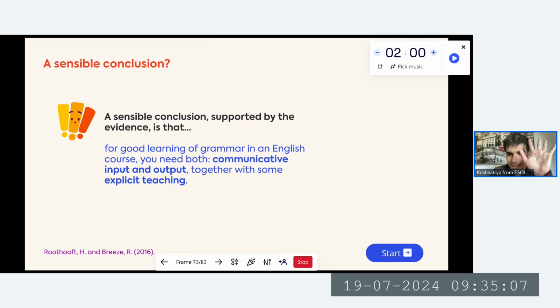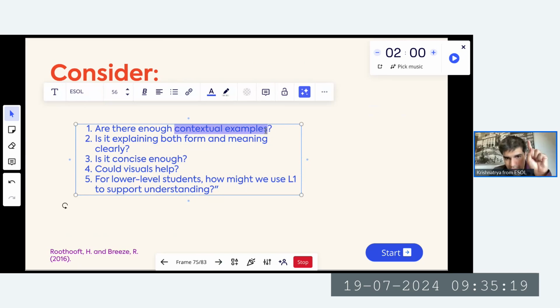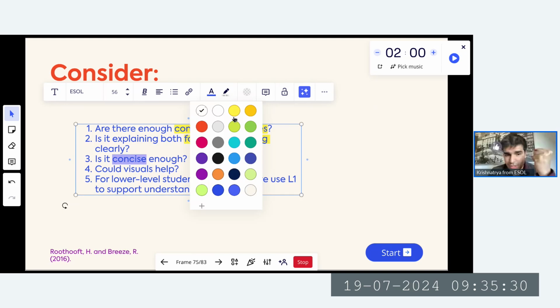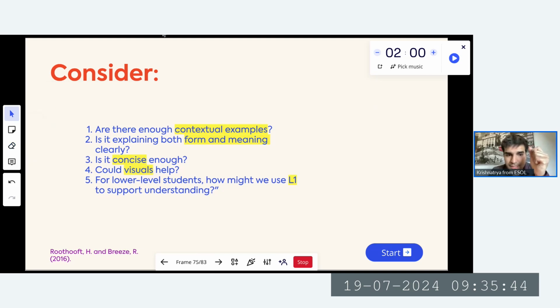You have to give me marks on the basis of 5 things. Number 1, am I using contextual examples? Am I giving context to the lesson? Number 2, am I clarifying form and meaning together? Number 3, am I concise or am I elaborating too much? Number 4, am I using pictures and visuals? And number 5, am I using L1 if necessary? Take a picture of this. You have to give me marks and comments in the chat box related to this. If you've taken the screenshot, give me a peace sign.